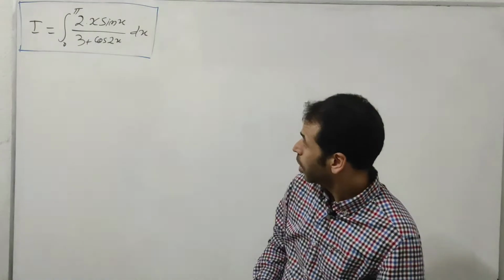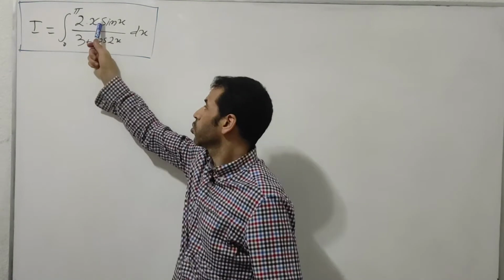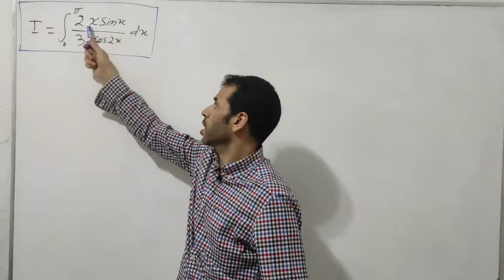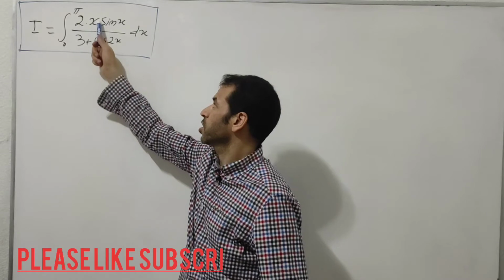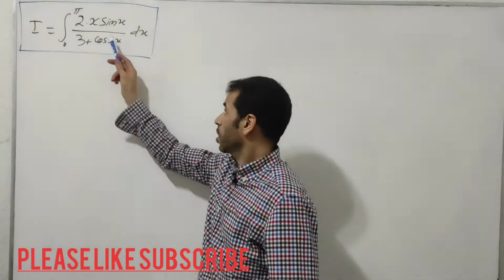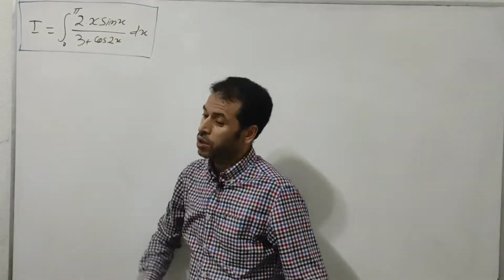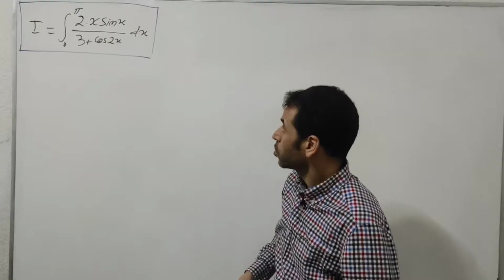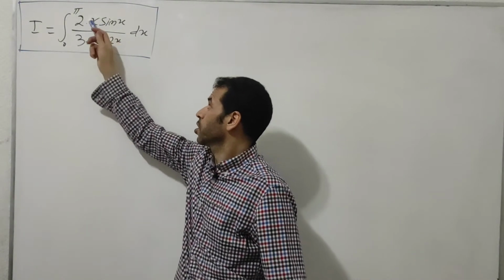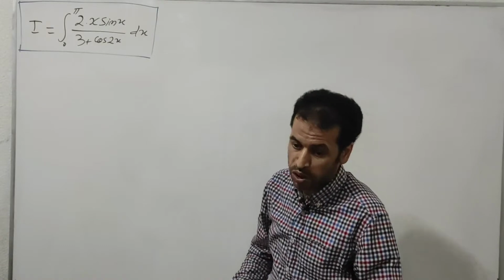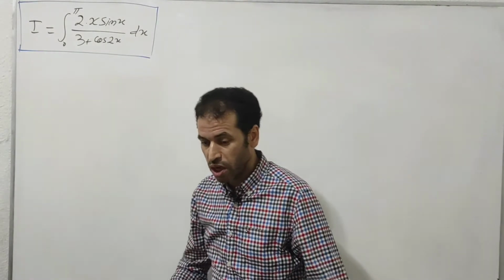The problem with this integral is that when we have x multiplied by sine x, we have two different functions in this product. As long as x is in the numerator, it is a problem in itself, so we should think about how to get rid of x from this expression to make the integral more reduced and simpler to solve.